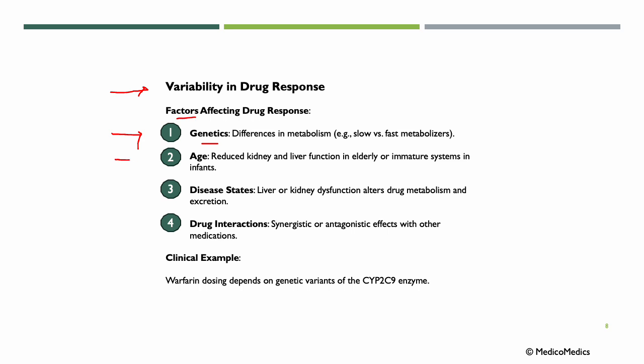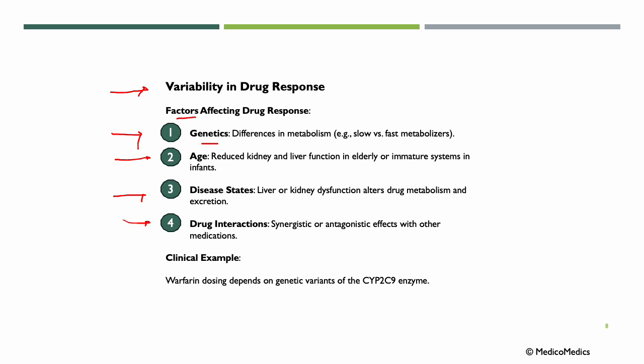Another important factor is age. It also matters because, for example, infants have immature liver and kidney function, while the elderly often experience reduced organ function, both of which can affect drug clearance. Another factor is disease states, so particularly liver or kidney dysfunction. It can impair drug metabolism and excretion, leading to accumulation and increased risk of toxicity.